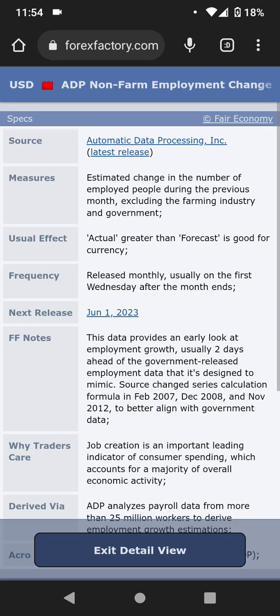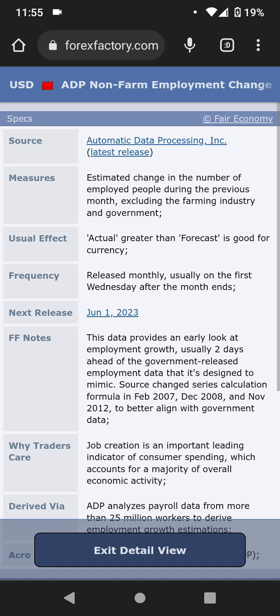All right. Source, it affected greater than the forecast. It said it was good for currency. It was good for currency because it was a trap. It sunk and then it brought itself back up. So it would have snatched everybody's money, or everybody would have caught that trade and got out. So like I said, usually 2 days ahead of the government.